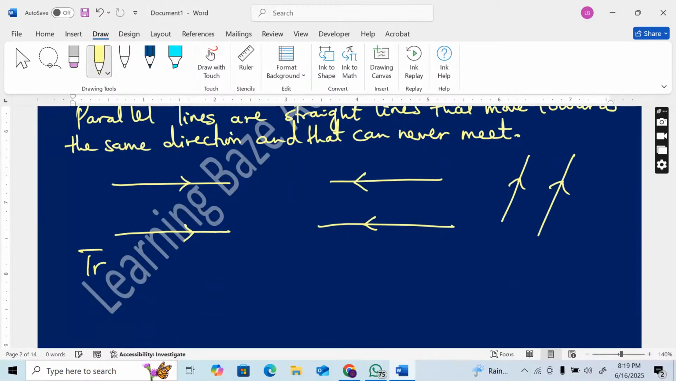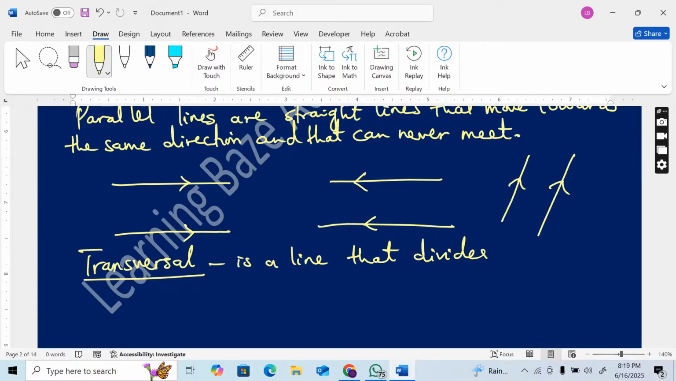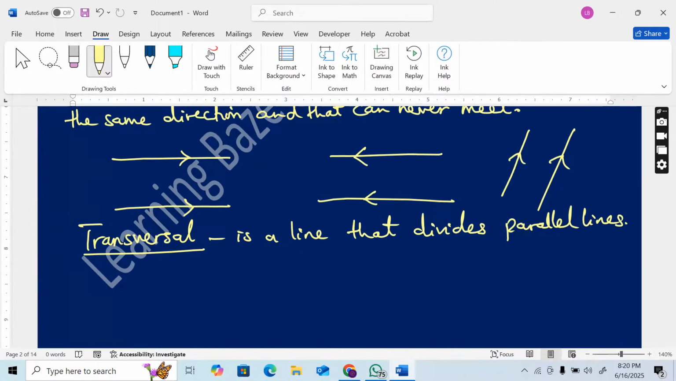Now let's talk about transversal. A transversal is a line that divides parallel lines. Please pay attention. Stop typing in the chat and pay attention. Now let us look at how a transversal looks.